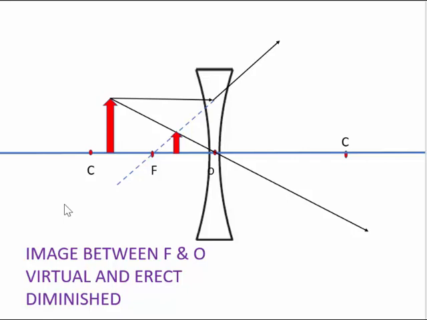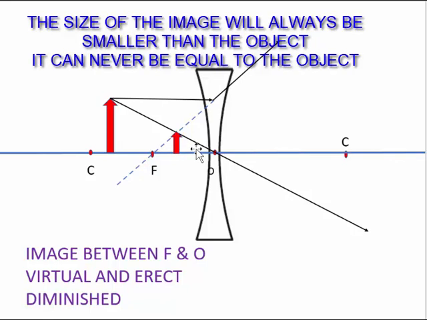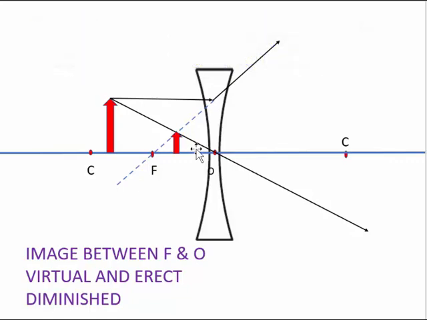Now, one more important point that you would like to note somewhere. If I keep shifting my object closer and closer to the optical center, the image will also keep shifting towards the optical center. It will keep becoming larger and larger in size, but the size of the image can never be equal to the size of the object. It will still be smaller than the size of the object.